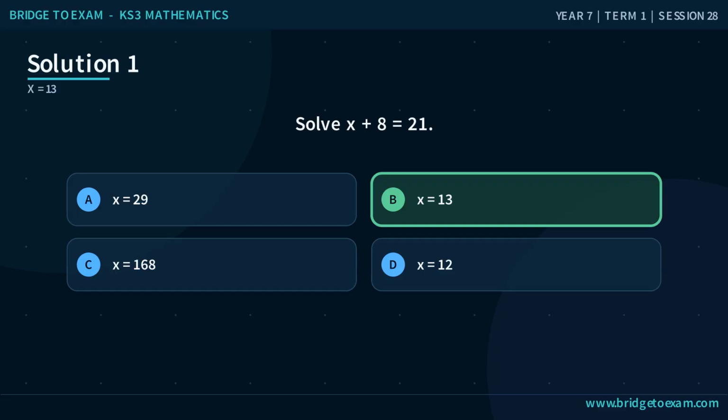Option B is correct. x equals 13. Subtract 8 from both sides. 21 minus 8 is 13, and checking gives 13 plus 8 equals 21.